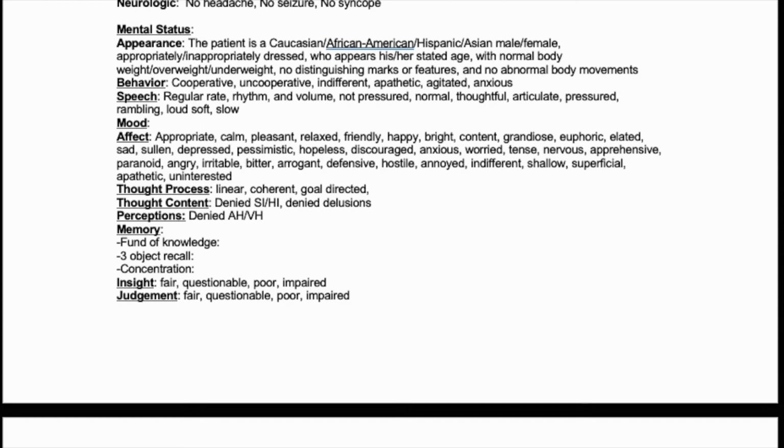The thought process, so are they linear, coherent, and goal-directed? Are they making a lot of sense? Or are they circumstantial and tangential in the way someone might be with bipolar disorder? Do they have flight of ideas, again, with bipolar disorder?